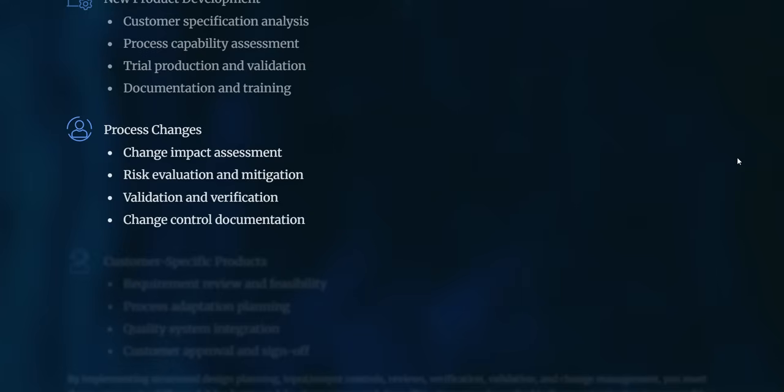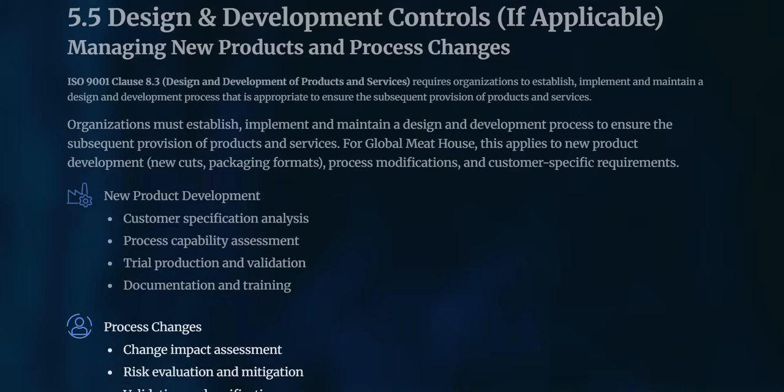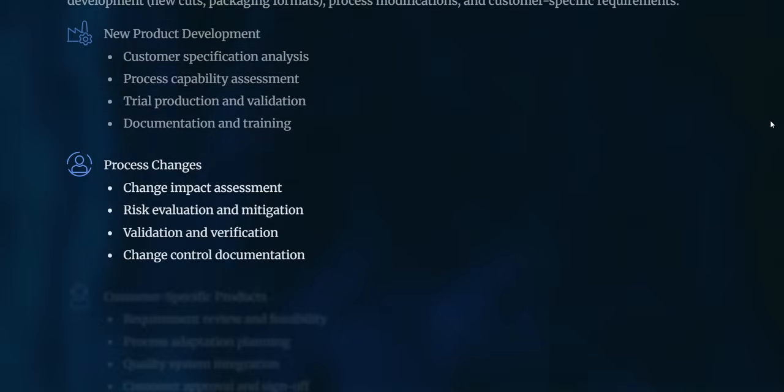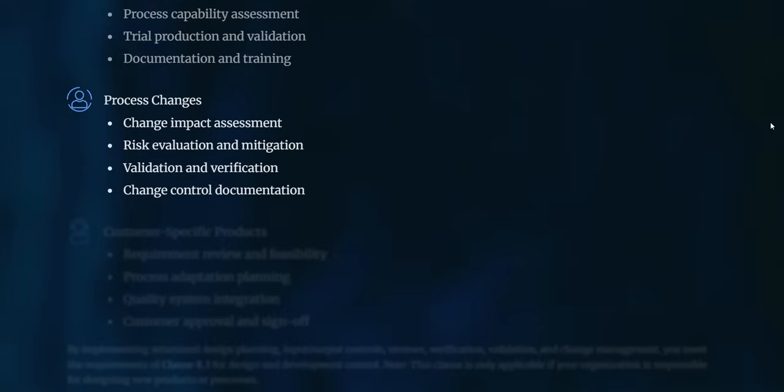Then, if you have process change, you must include the following points. One, change impact assessment must be done before you design and develop any changes. The second part is risk evaluation and mitigation. The third part is validation and verification. The fourth element is change control and documentation. So you must ensure this.